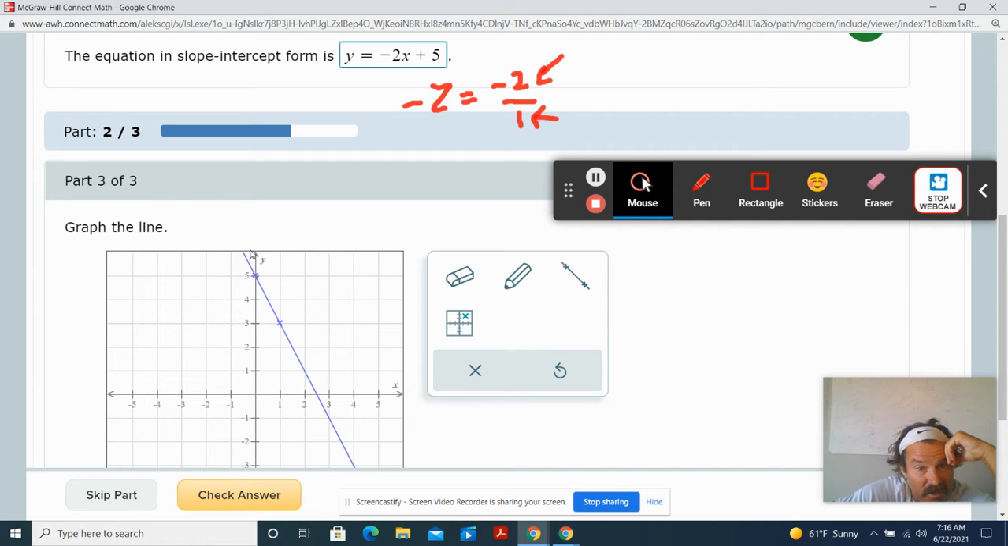Remember, negative slope lines go down and to the right. And I'm going to check my answer.